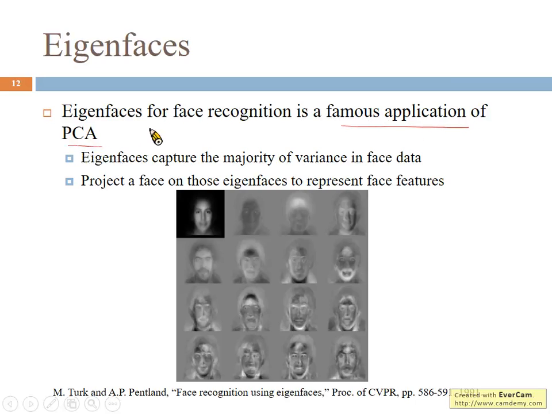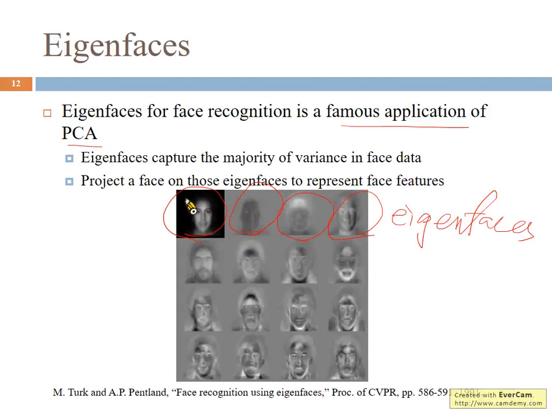So we collect a lot of face images, and then we do PCA. Here we can see that this is the average face. This is the first eigenvector corresponding to the largest eigenvalue. This is the second eigenvector. This is the third eigenvector, and so on. These are called eigenfaces. And we can project a face onto those eigenfaces to represent face features.